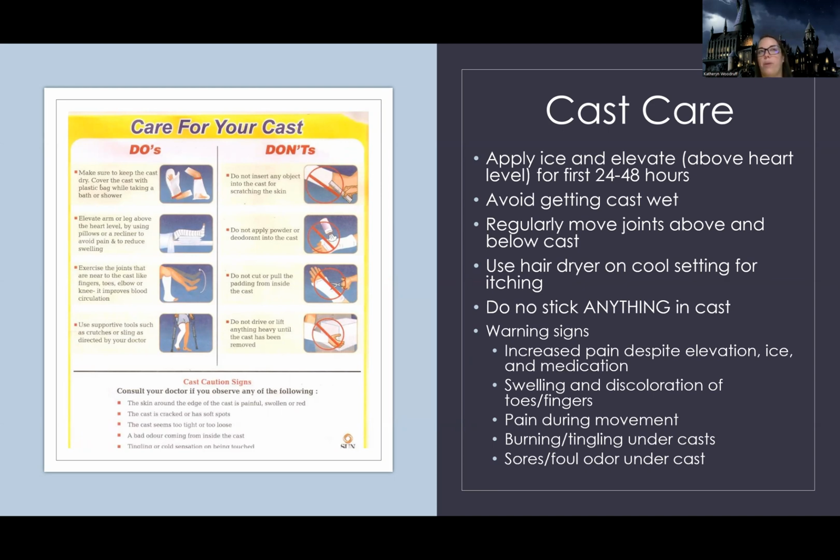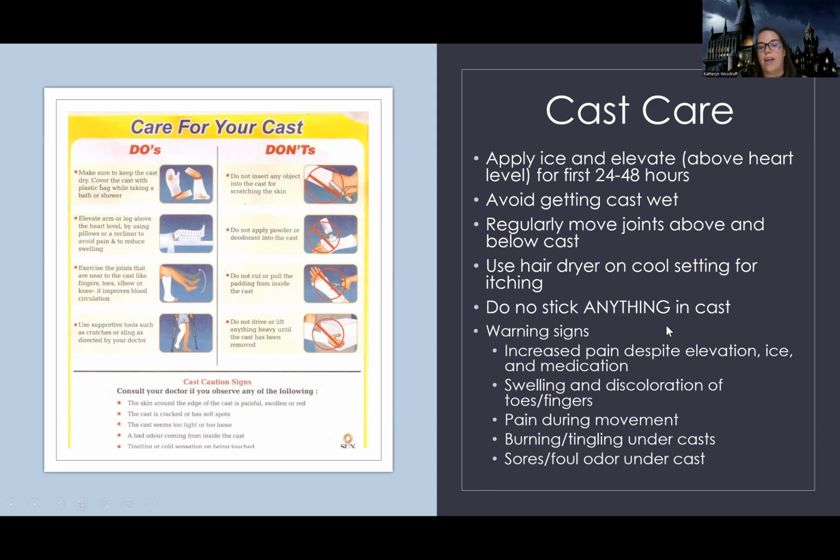It's really natural. And what people always do, you see in movies all the time, is stick a pencil or something in and scratch. Well, per nursing school world, this is a big no-no. What we're going to tell people to do is use a hair dryer on a cool setting if they have itching, and not to stick anything in the cast.